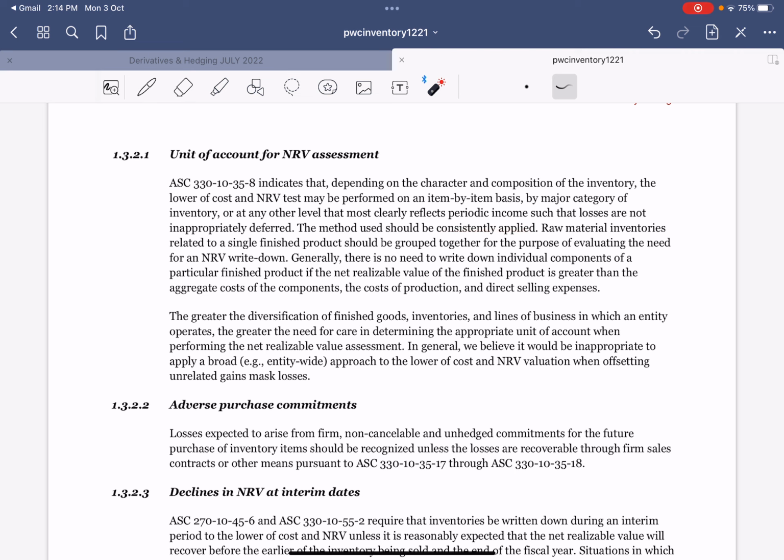Raw material, this is important. Raw material inventory relating to a single finished good should be grouped together for the purpose of evaluating the need for an NRV write-down. Raw material inventories related to a single finished product should be grouped together.